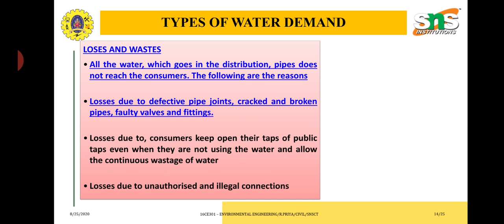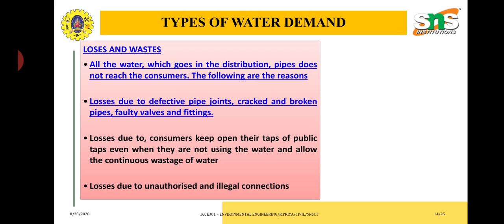The next type of demand is the demand due to losses and waste. We are losing a certain amount of water through losses in the pipes and also through wastage. In the distribution system the pipes may not be connected properly, so there may be some losses. Here I have listed some of the reasons for the losses: defective pipe joints, cracked and broken pipes, and faulty valves and fittings.